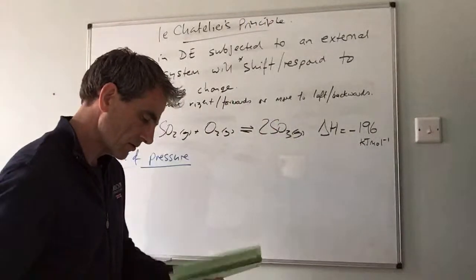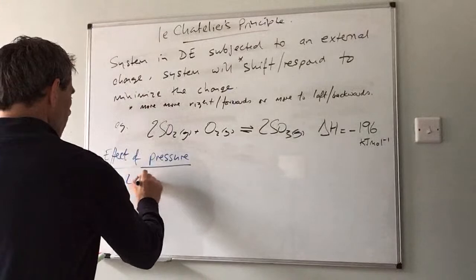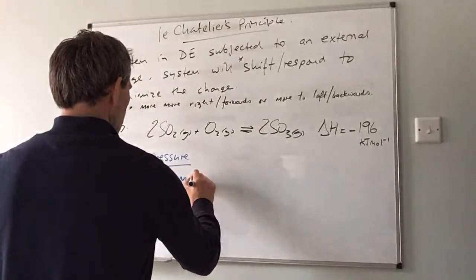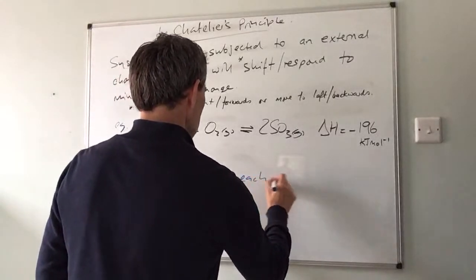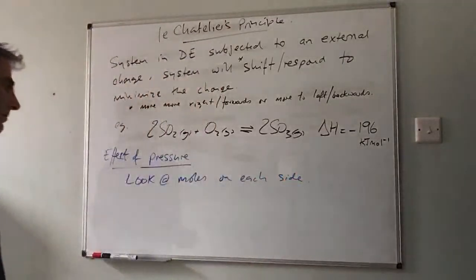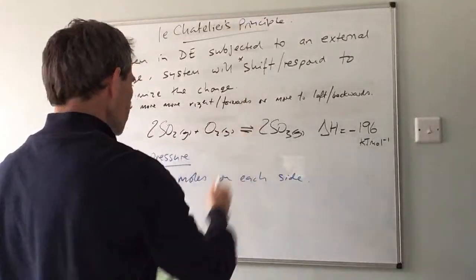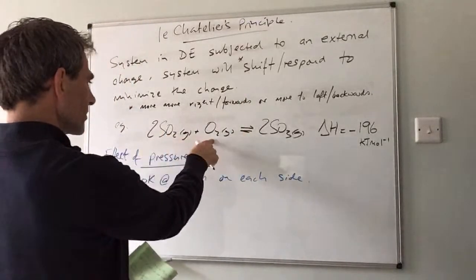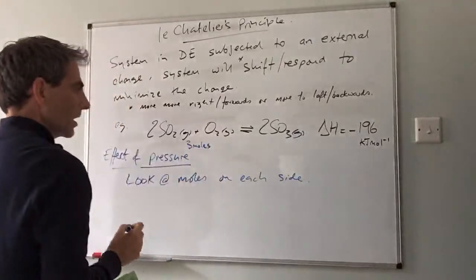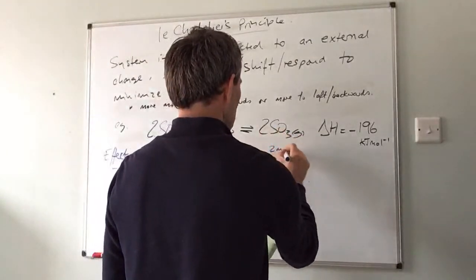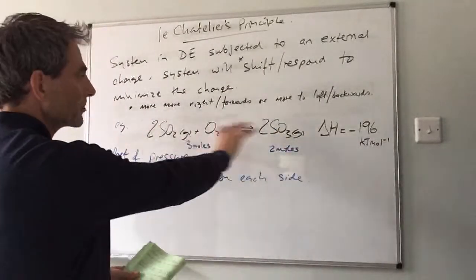So let's just write that in. Yeah. So the first thing you do is look at the moles on each side. Okay, so what I always tell my students to do is, like we wrote exo and endo on there, how many moles have we got on the left? We've got 2 plus 1, so we've got 3 moles of gas on the left hand side. How many have we got on the right? 2. So if you're answering questions, get that written onto the equilibrium straight away.